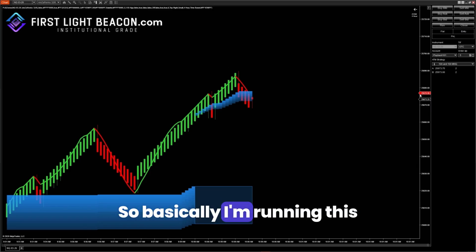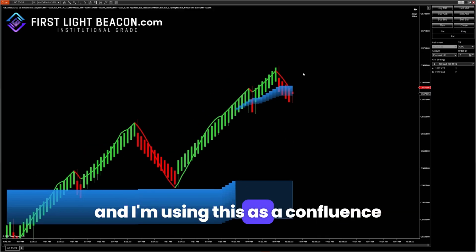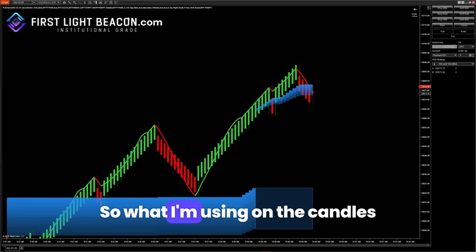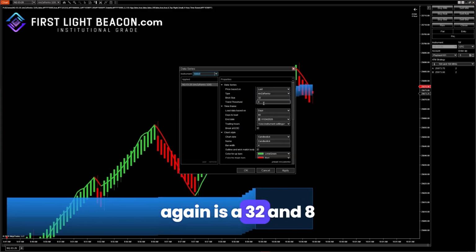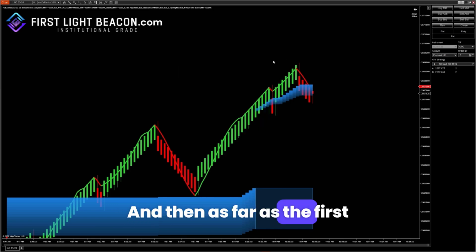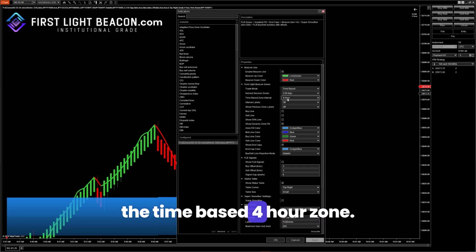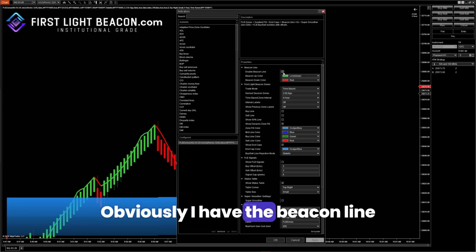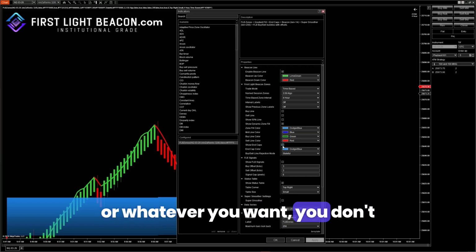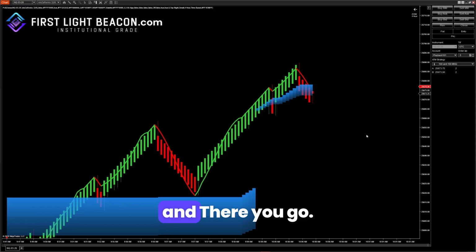Basically I'm running this alongside my TradingView, and I'm using this as a confluence as well because I like to see the flips on my candles. So what I'm using on the candles again is 32 and 8 on my NinjaTrader candles. And then as far as the first light beacon, I am using the time-based 4-hour zone. Obviously I have the beacon light turned on, and then the colors or whatever you want. You don't need the end caps for this. We can just turn them off, and there you go.